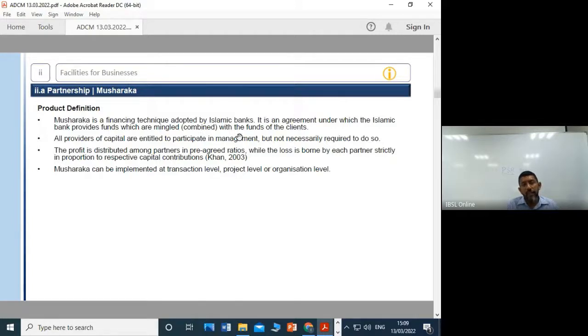Losses are shared based on the capital contribution ratio. So in our case, if you have 200,000 rupee Musharaka capital, and both the bank and the customer contributed 100,000 rupees each, the loss sharing ratio is 50-50. That is based on the origins of the principle of limited liability. Your liability is limited to your capital, and your liability to share losses is based on your contribution to capital.